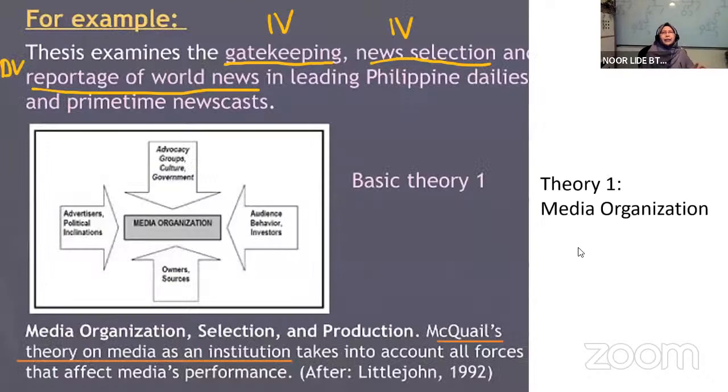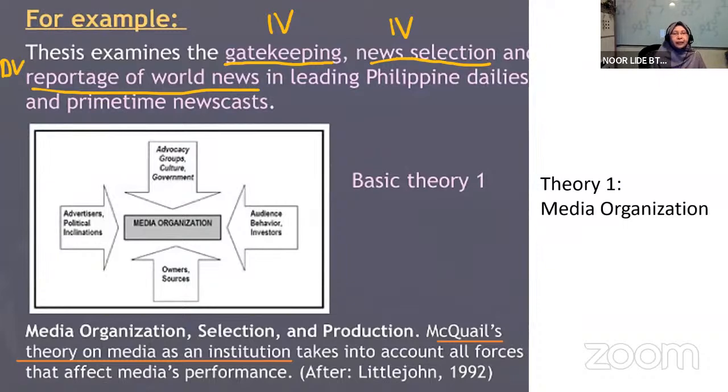So in this example, it's about media. It's about news. I was very happy to see this, because as an undergraduate, I did journalism, so I could understand this a little bit. This person is interested in gatekeeping, news selection, and reportage of world news. So basically, I think we can start with reportage of world news. We want to see what kind of world news are being reported, in prime time newscasts and in dailies.